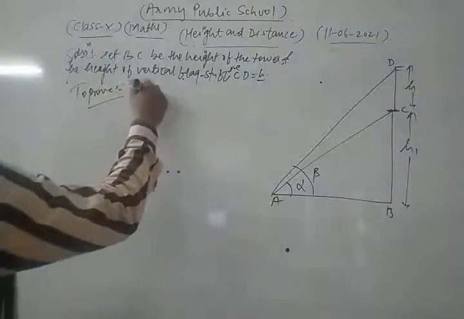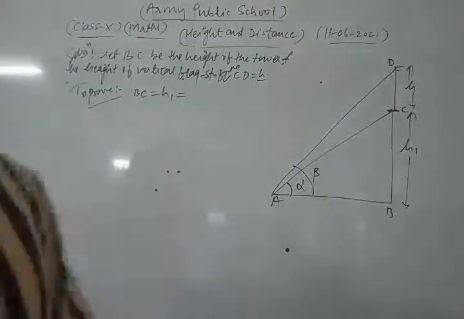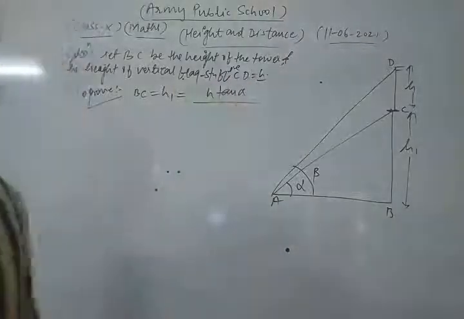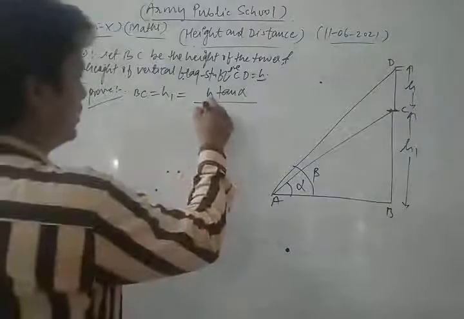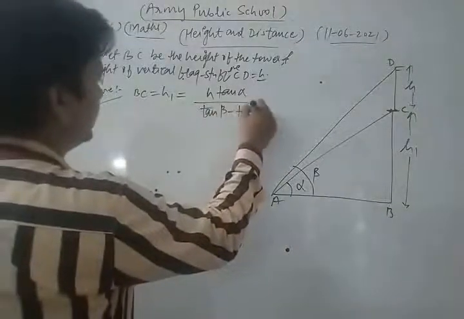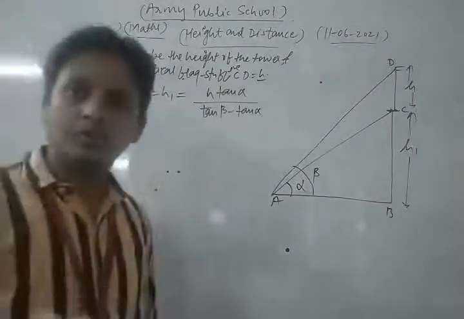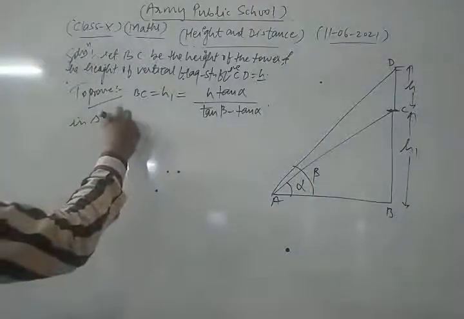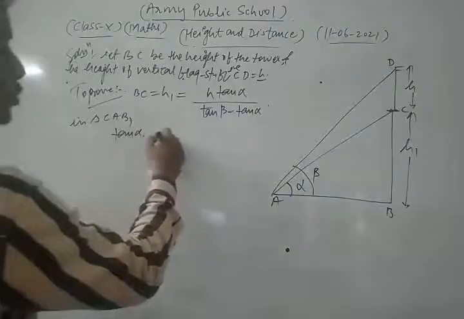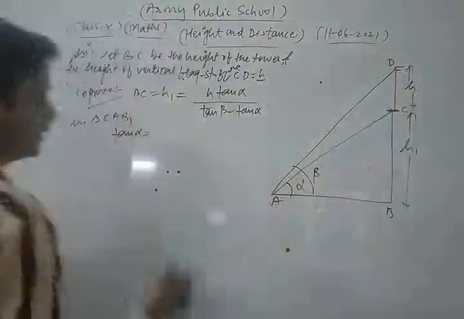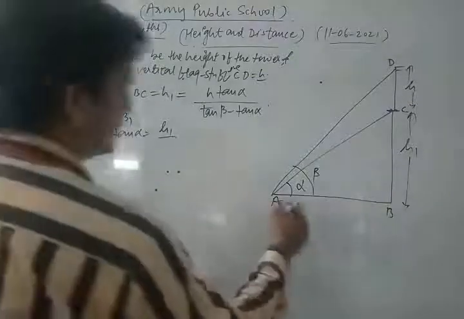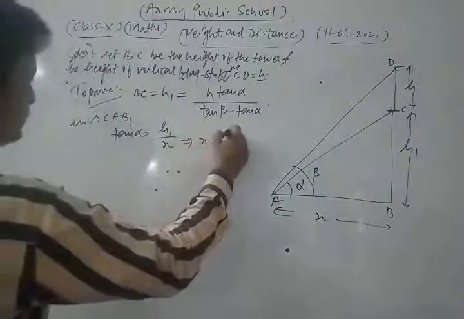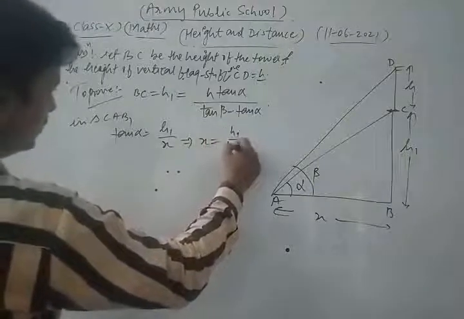the height of the tower BC, h1, is equal to h tan alpha upon tan beta minus tan alpha. We have to show that. So first of all, we take triangle CAB. In triangle CAB, tan alpha is equal to perpendicular upon base. Perpendicular is h1 and base we take as x. So x is equal to h1 upon tan alpha.